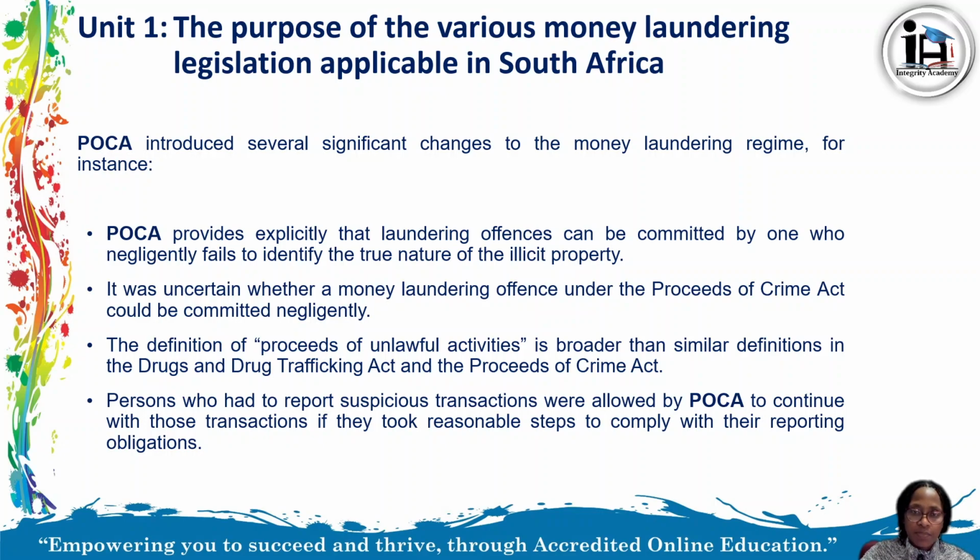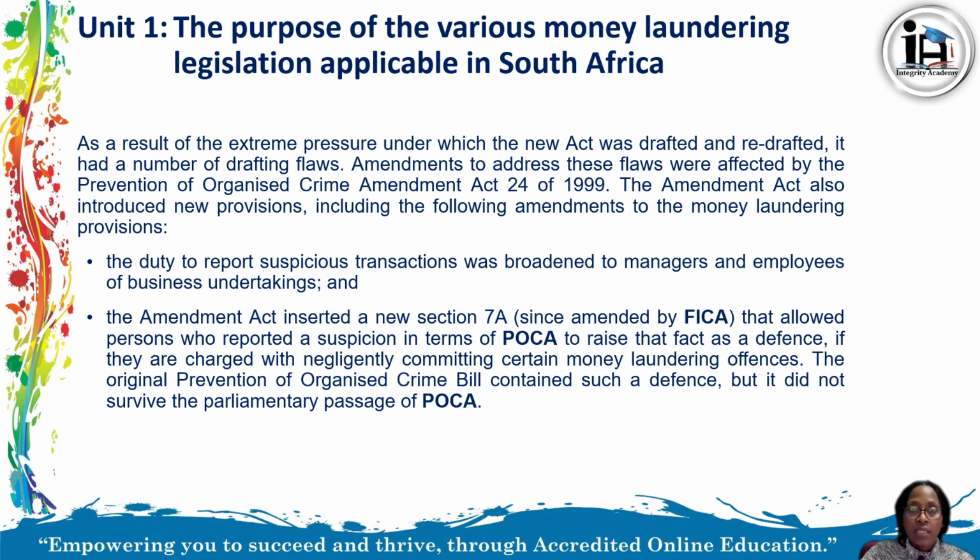Persons who had to report suspicious transactions were allowed by POCA to continue with those transactions if they took reasonable steps to comply with their reporting obligations. As a result of the extreme pressure under which the new act was drafted and redrafted, it had a number of drafting flaws. Amendments to address these flaws were effected by the Prevention of Organized Crime Amendment Act 24 of 1999. The Amendment Act also introduced new provisions, including the following amendments to the money laundering provisions.